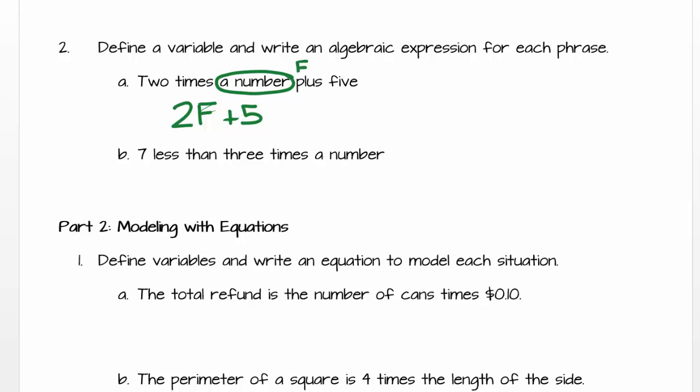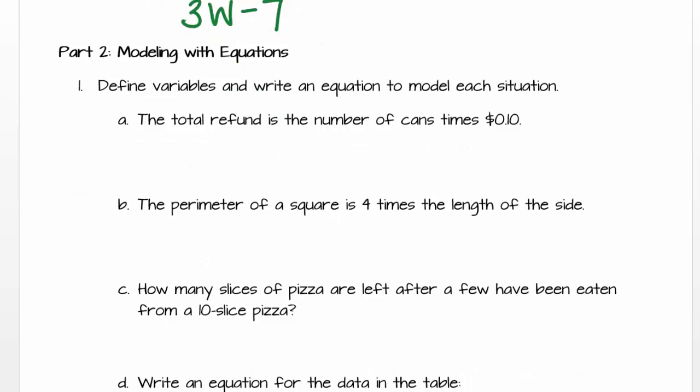7 less than 3 times a number. We have that again. Choose your favorite letter. Let's pick W. 7 less than 3 times this W. Be very careful here. 7 less than that means that we want to do 3 times W, and whatever that is, take away 7. We want 7 less. All right, the second part.